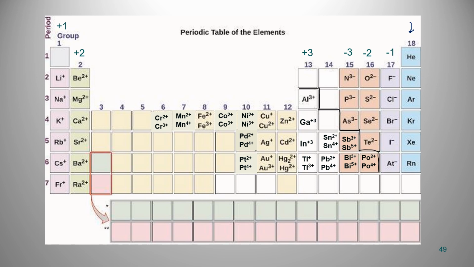Above the stair steps, you can make these predictions. So the group 16 elements, or 6A, are -2. So oxygen, sulfur, selenium, tellurium, they're all -2. These in group 3A will form a -3 above the stair steps.